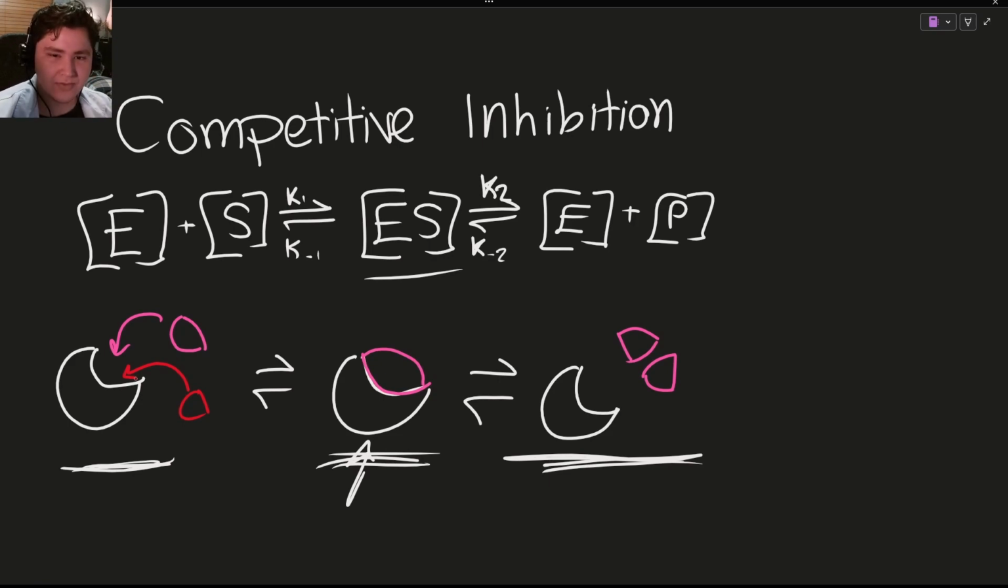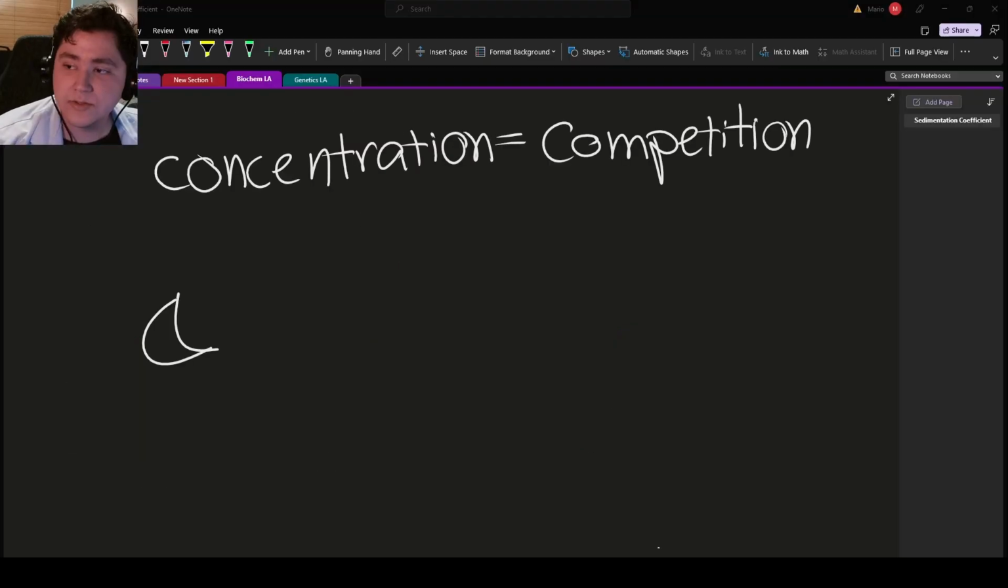However, there is an extra and very interesting caveat, and this is based on the concept of competition. This caveat is that concentration equals competition. When we look at a competitive inhibitor, we need to realize that the concentration of our substrate can equal winning that competition. We can outcompete our inhibitor. So what does that mean?